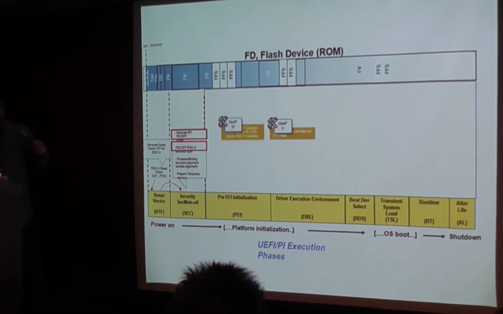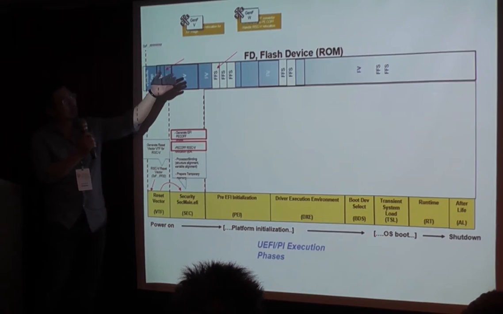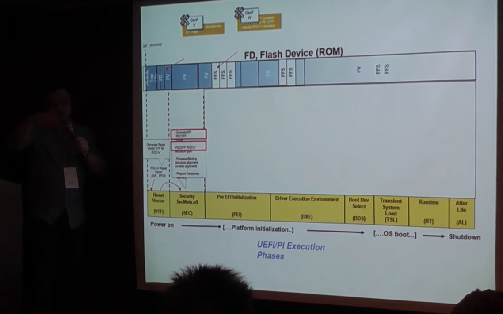So after this, we do two types of relocation. The first one is for FFS, and another one is for the firmware volume, because the address is changed. So we have to handle the relocation.